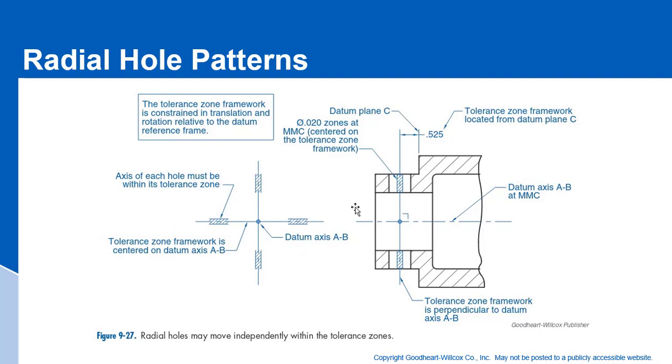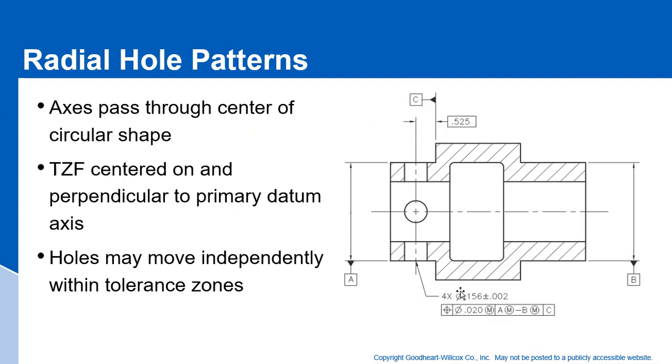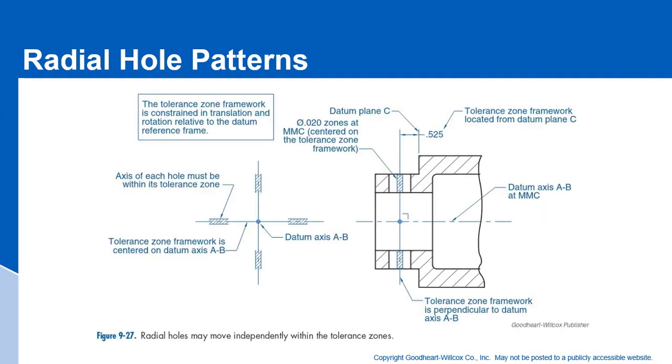What this does is set up a tolerance zone framework like this, where we have a diametrical tolerance zone of 20 thousandths. It's centered on the true position of the location of the tolerances for plane C, and it's located on datum axis AB. So essentially that's what this feature control frame means: 20 thousandths diametral at maximum material condition, and that's how we would check it.